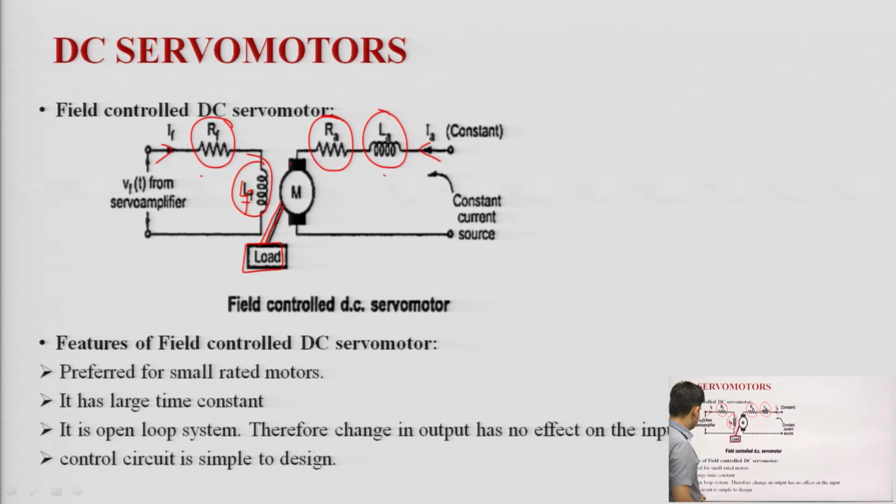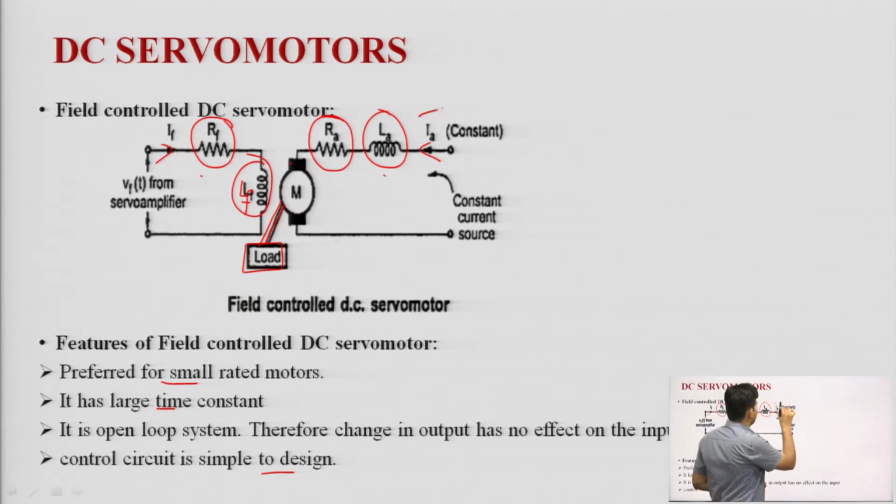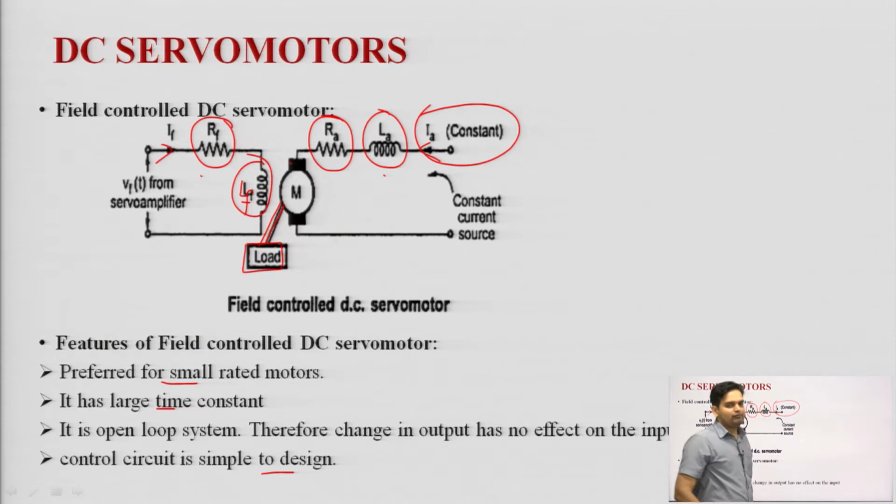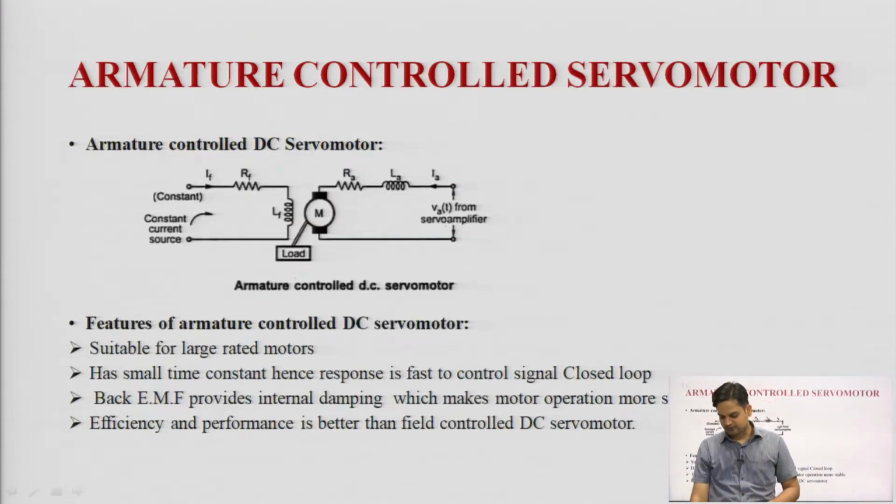Okay. So, the features of this field controlled DC motor are here. It is preferred for small rated motors, it has a large time constant, it is an open loop system, and the control circuit is simple to design. So, whenever we say it is field controlled, in this case I will assume that my armature current is constant. Whenever I want to say it is armature controlled, in that case I will assume my field current is constant, and then I will do the required derivations.